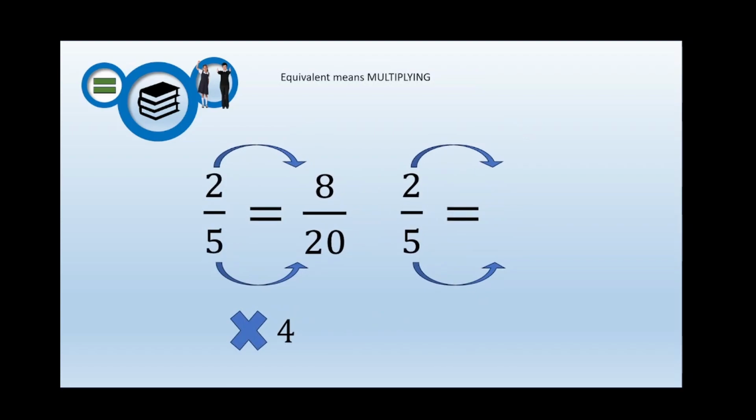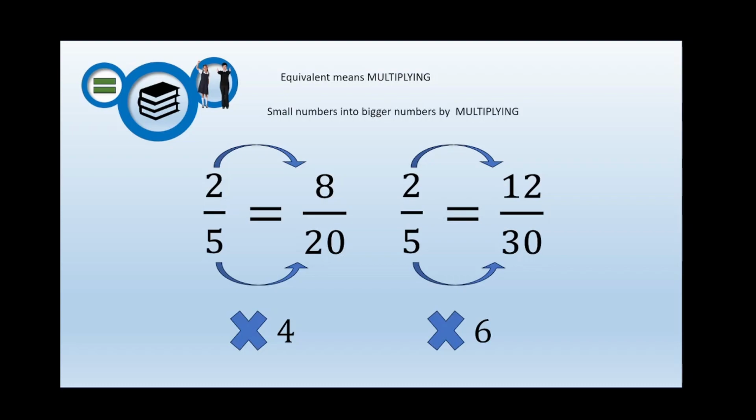But here's the really cool thing. You can multiply it by any number you like. So we've looked at 2/5 multiplied by 4, gave us 8/20. Well, this time I'm going to multiply 2/5 by 6. Remember, multiplying the top and the bottom. 2 times 6 is 12. 5 times 6 is 30. So 2/5 equals 8/20, and 2/5 also equals 12/30. And again, simplifying, you always get back to 2/5. Smaller numbers being multiplied into bigger numbers. That's the key to making an equivalent fraction.